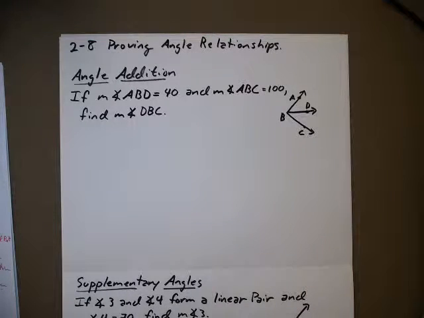Today we have two examples to go over. We're going to be proving angle relationships. First angle relationship that we're going to talk about is angle addition. So you might see a problem like this.